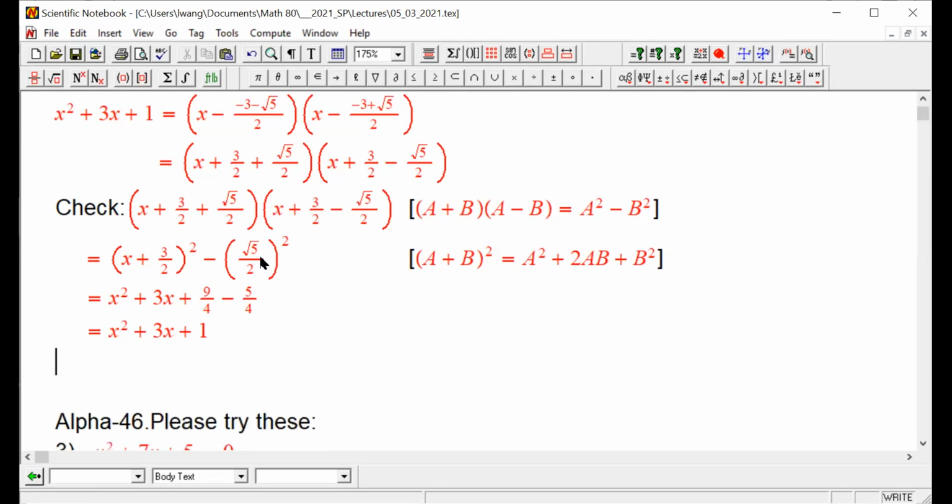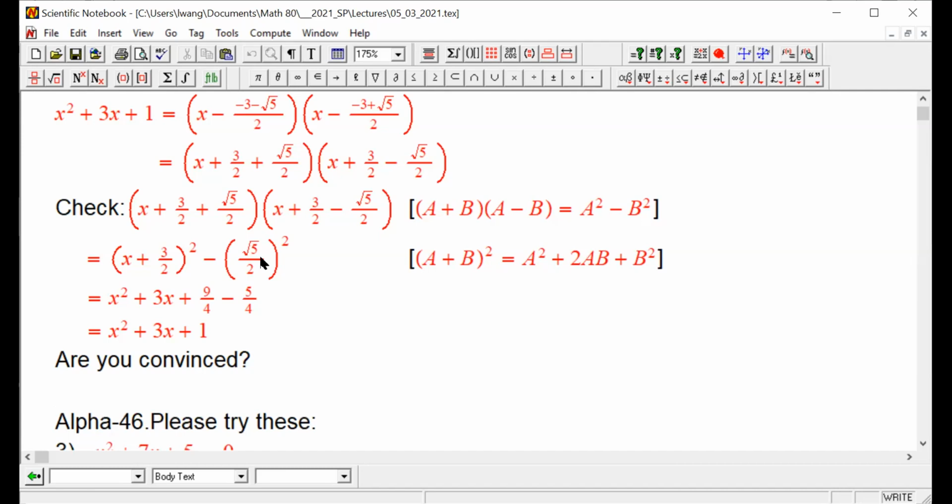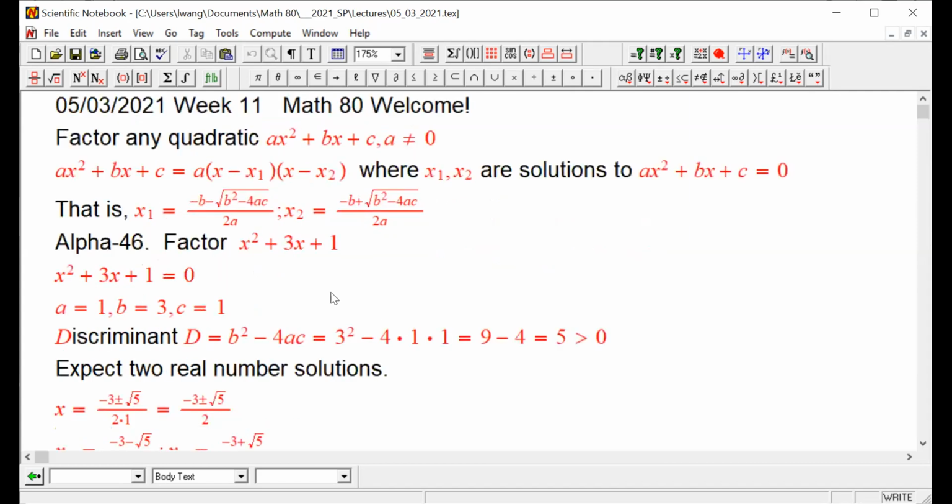Are you convinced? Yeah, so they're not the pretty factors we used to see, but they're factors. And I was just telling you, using the quadratic formula this way, you always find your factors. How about those other techniques that we used before? Can we use this technique to replace those other techniques? Of course. Let me give you another example.